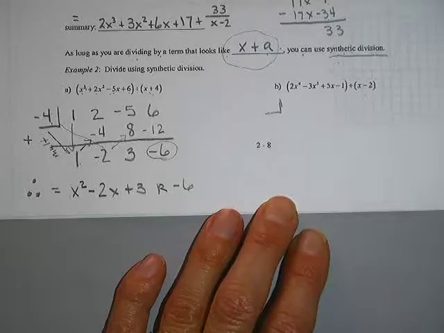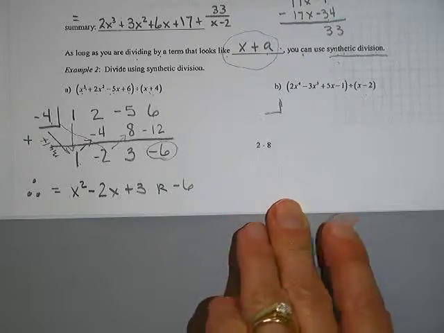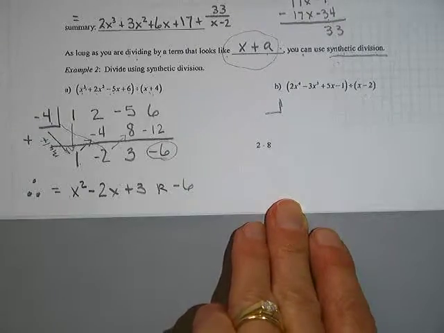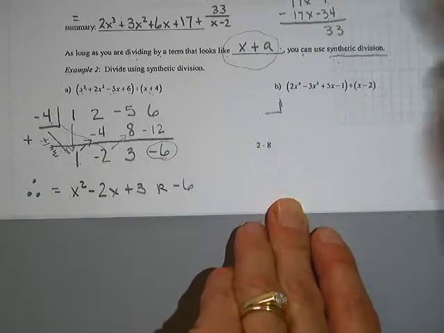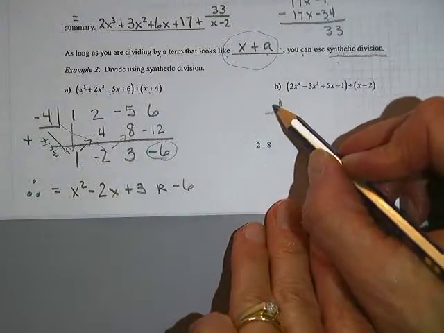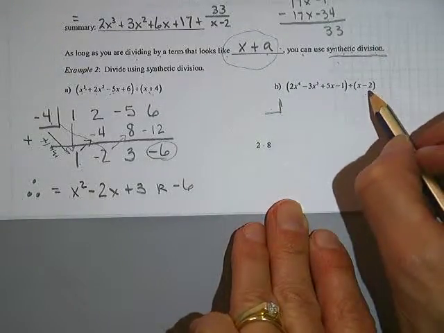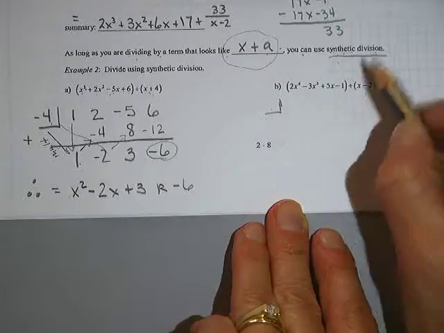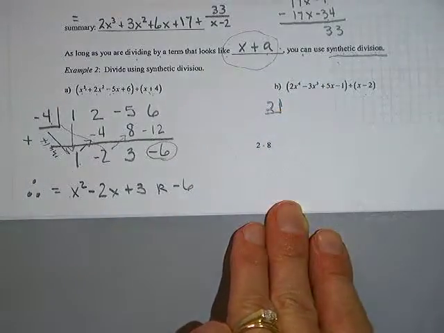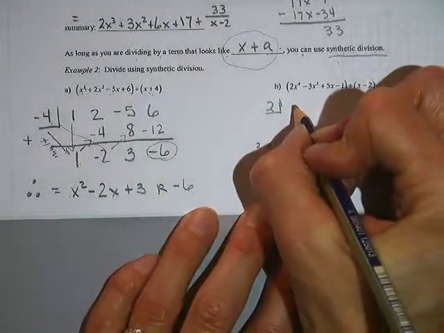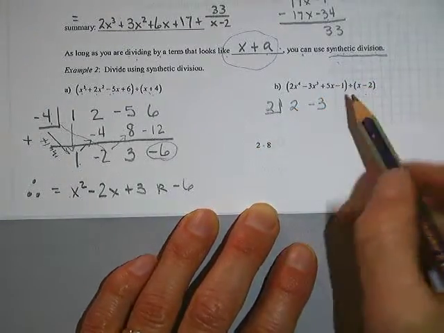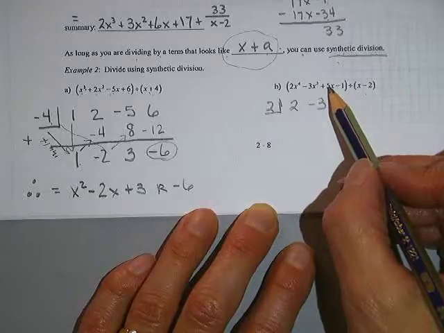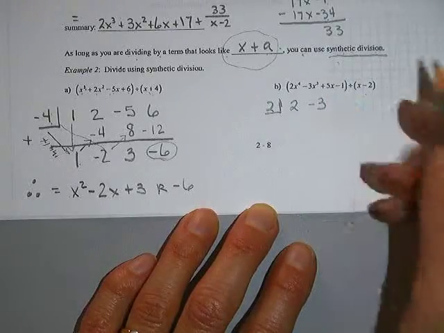Definitely synthetic. The problem with synthetic is it's got to look like this. It has to be just x plus a number. Can't be anything else. All right, let's do this one now. Well, what happens if we have something like x plus 3x plus 4 divided by a number? We can't do it then. Then we'd have to do the long division. How do you do that? Well, we'll get to one of those. Those are really long, but we'll get to one.